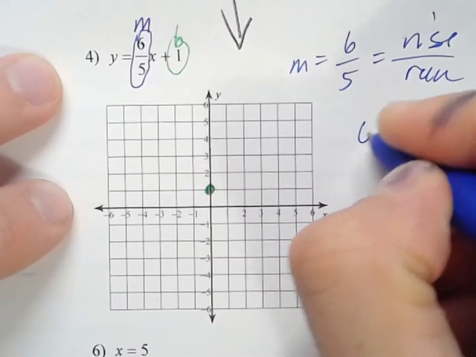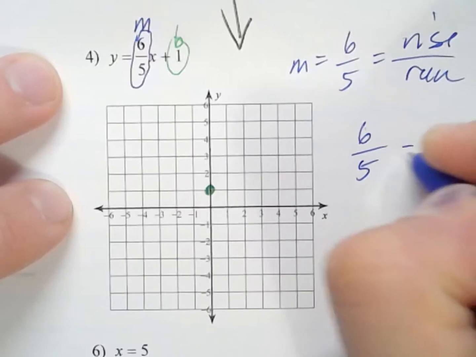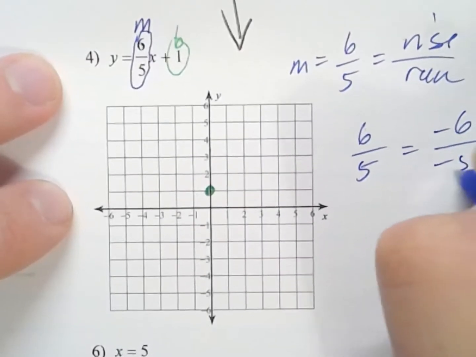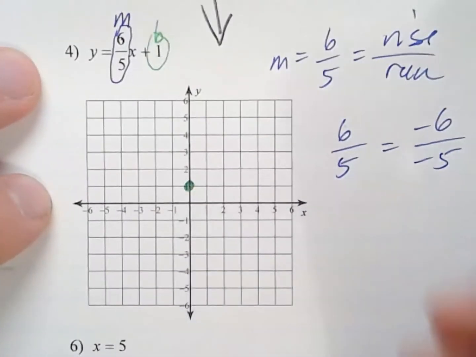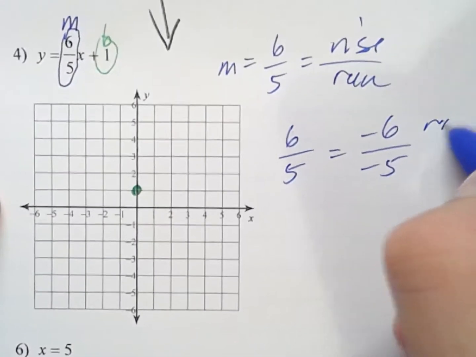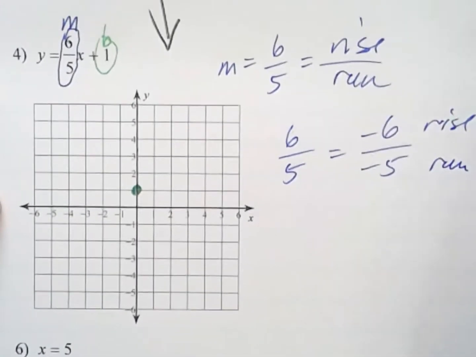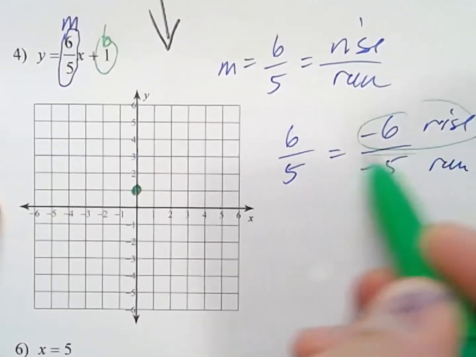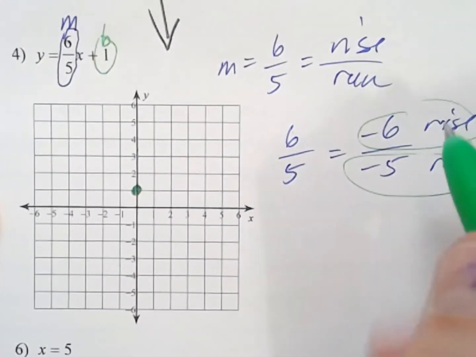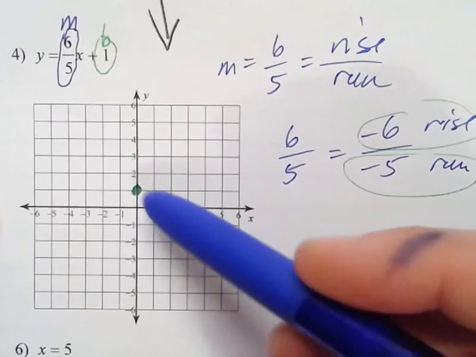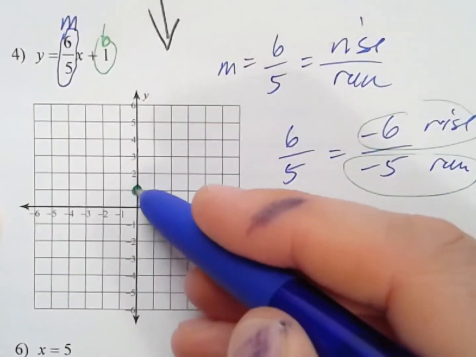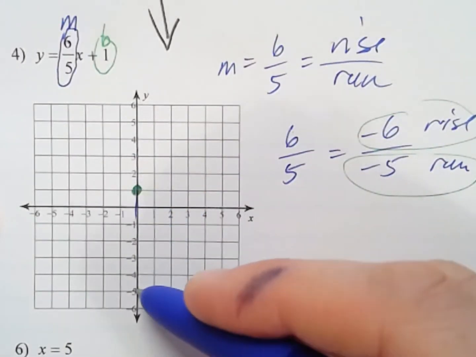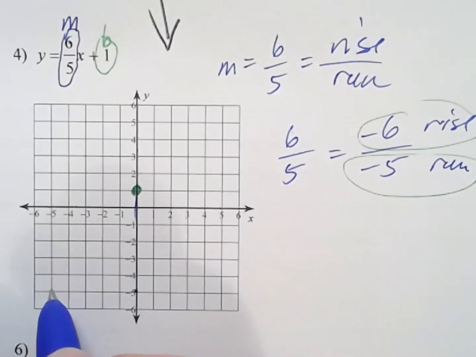So remember that 6/5, positive 6/5, is the same as negative 6 over negative 5, right? So we can actually turn this into something. Again, this is still the rise over the run, but in this case we're going down for the rise and negative in the run also. So our negative rise is going to take us down 6. So that's going to take us down to negative 5. And our run of negative 5 is going to take us out here to negative 5. So there is our other point.